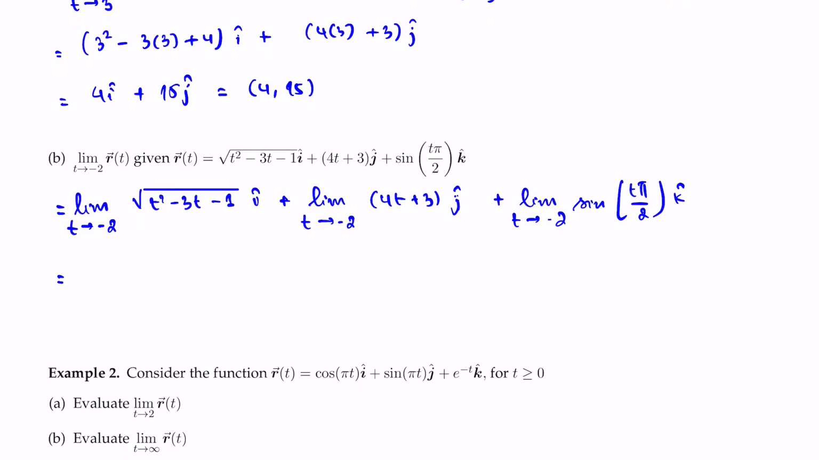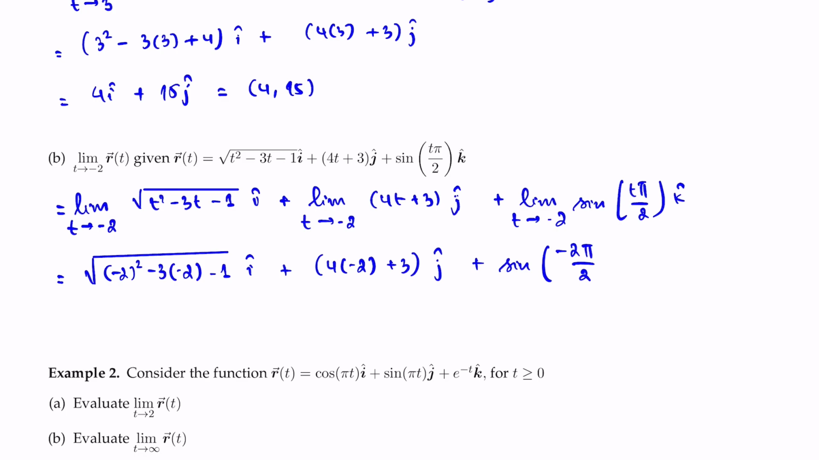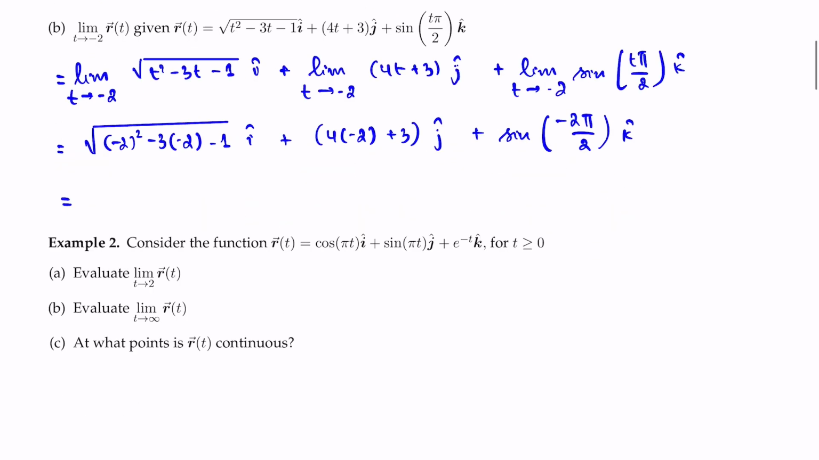Then you use direct substitution. Again, you get the square root of -2 squared minus 3 times -2 minus 1 i, plus 4 times -2 plus 3 j, plus sine of -2 times pi over 2 k hat. Now you evaluate each component of this vector, and you get 3i minus 5j plus 0k hat, because sine of -pi is going to be 0. And that is the answer for the limit of the vector valued function. You can also present this result in component form as 3, -5, and 0.